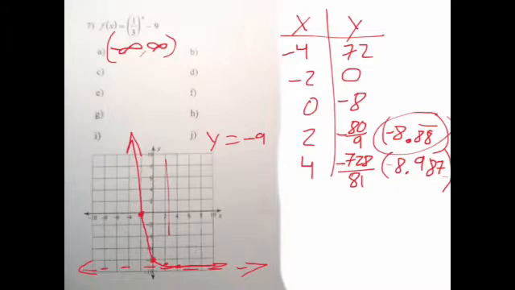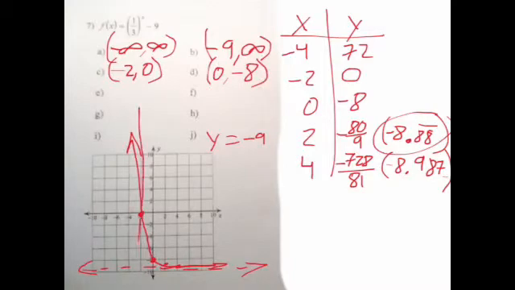Range, this one goes really, really close down to negative 9, and it goes up forever from there, so that's my range. This one has an x-intercept of (-2, 0), and it has a y-intercept of (0, -8).